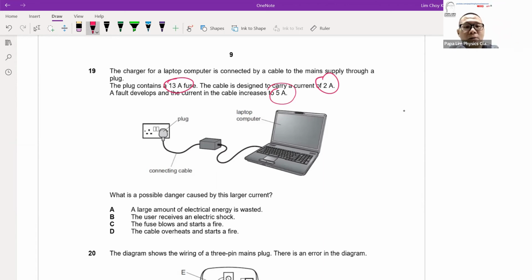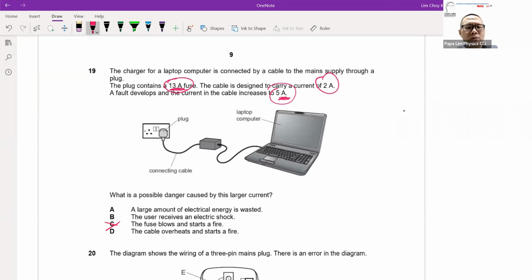Now, but take note that the fuse is 30 amp. So even though there's a higher current here, because the current is still lower than the rated value, which is 30 amp, the fuse will not activate. The fuse will only start to melt when the current is above the rating. So that's why I know that C would not be the answer.